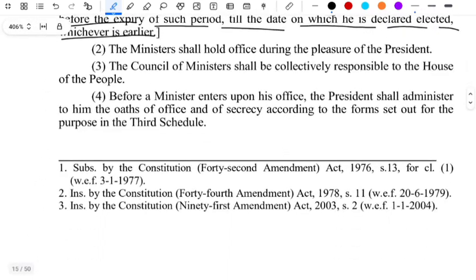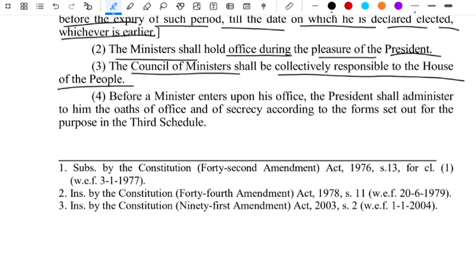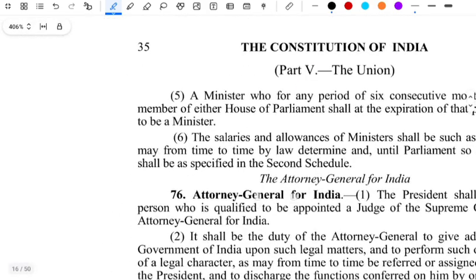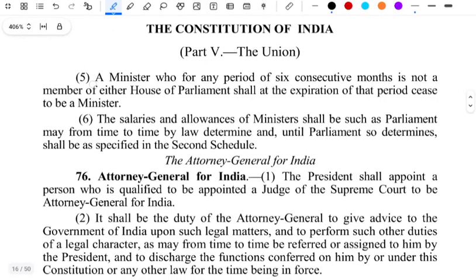Okay, so next is: the ministers shall hold office during the pleasure of the President. The Council of Ministers shall be collectively responsible to the House. This happens in India, but it doesn't happen in the UK. Before a minister enters upon his office, the President shall administer to him the oath of office and of secrecy according to the forms set out for the purpose in the Third Schedule of the Constitution of India.